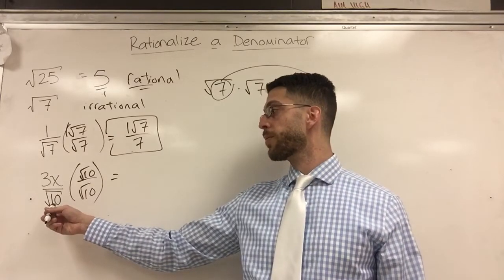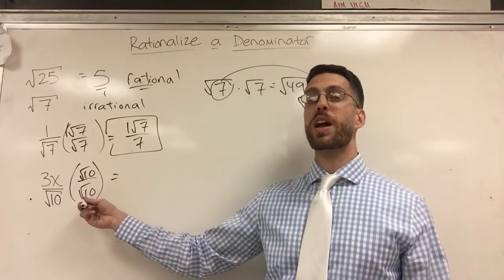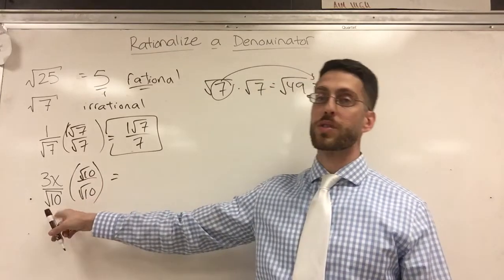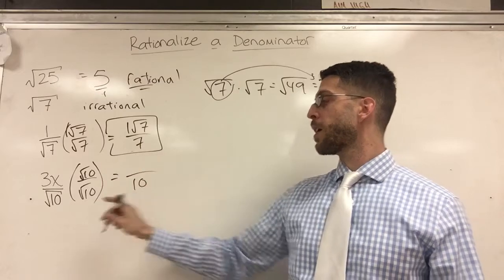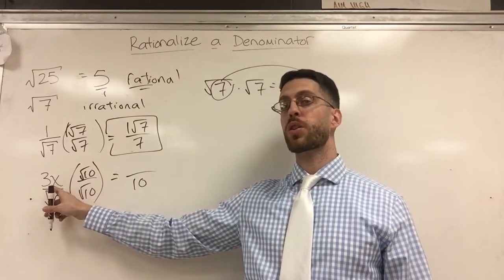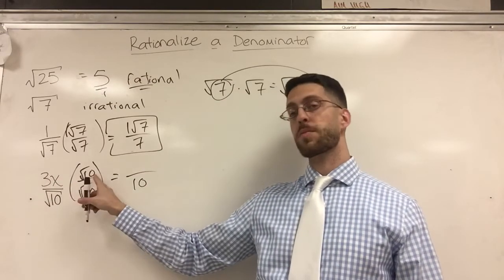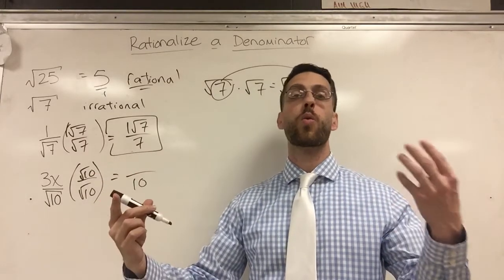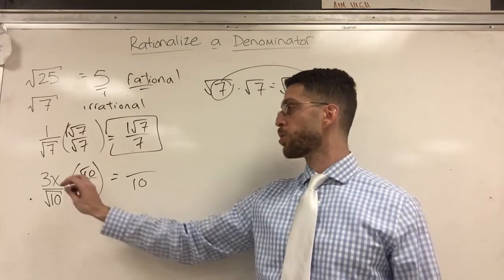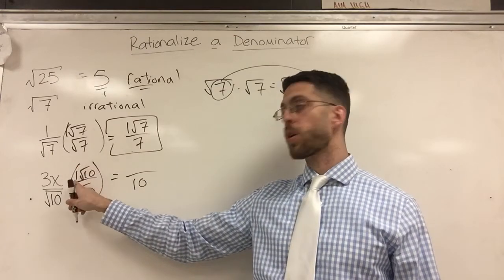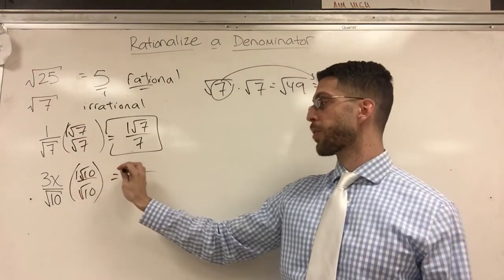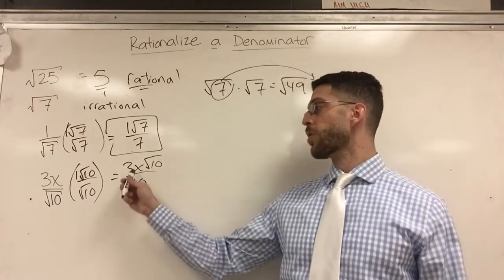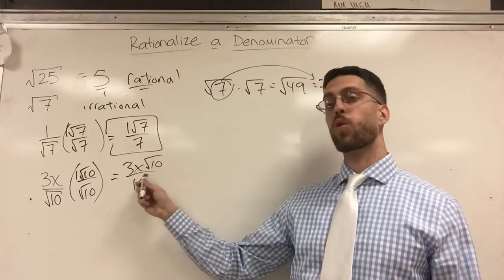So let's handle the bottom first. Radical 10 times radical 10 is radical 100. The square root of 100 is, you guessed it, the number that was inside, 10. Now, remember what I said, you're not doing 3 times 10, because 3 is a coefficient, 10 is a radicand. So you're doing 3x times the one that's outside, and that's still 3x, and then the radical 10 stays. So my final answer is 3x radical 10 over 10.